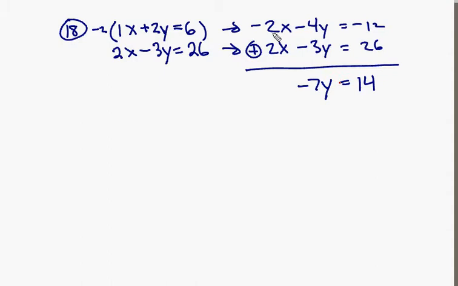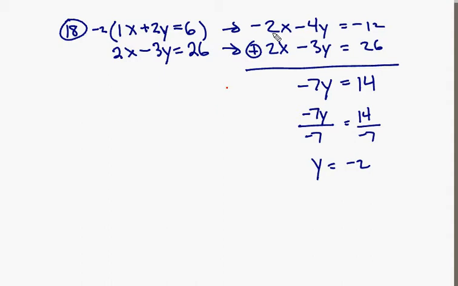So I already got negative 7y equals 14. So I'm going to divide both sides of the equation by the coefficient of the variable, which is negative 7. So I got 14 over negative 7, and I have y is equal to negative 2.